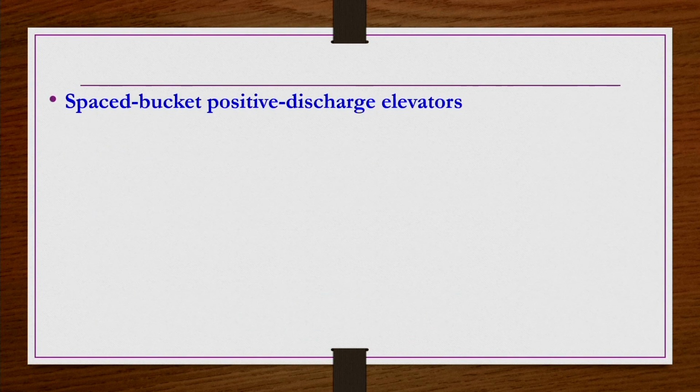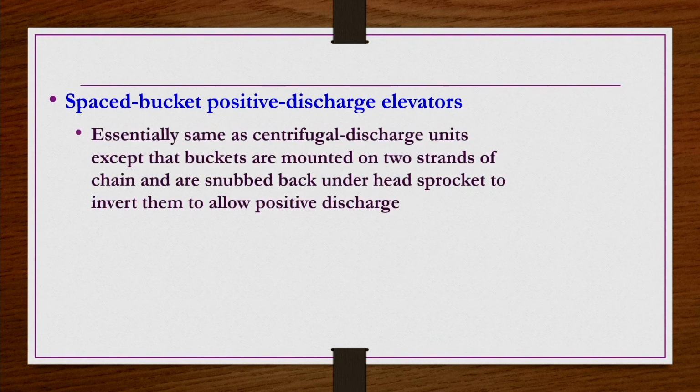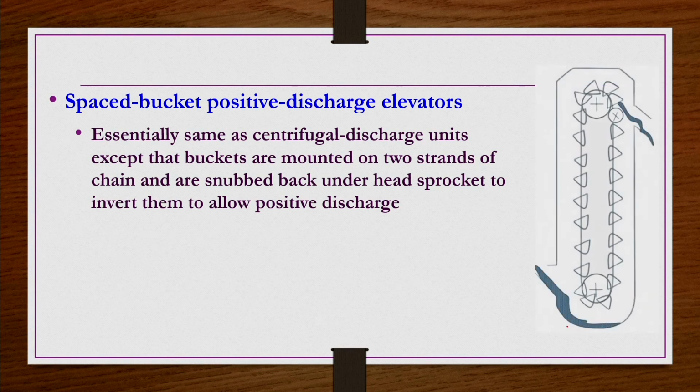Then there is the spaced bucket positive discharge elevator. In principle it is the same as the spaced bucket centrifugal discharge elevator, but here the buckets are mounted on two strands of chain and are snubbed back under the head sprocket to invert them to allow positive discharge. Schematically it is the same here, but the buckets are mounted onto two strands of chain and snubbed back under the head sprocket to invert them.